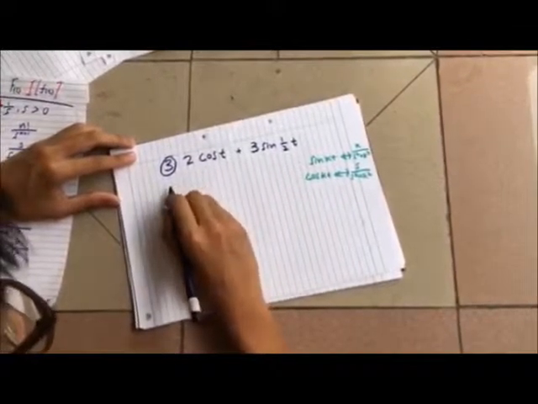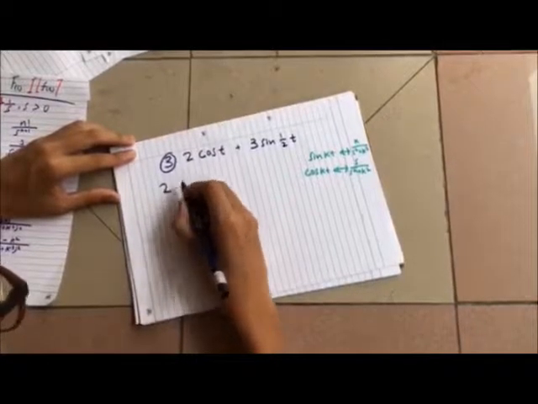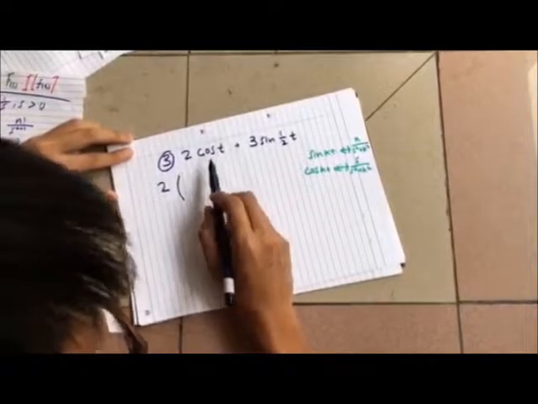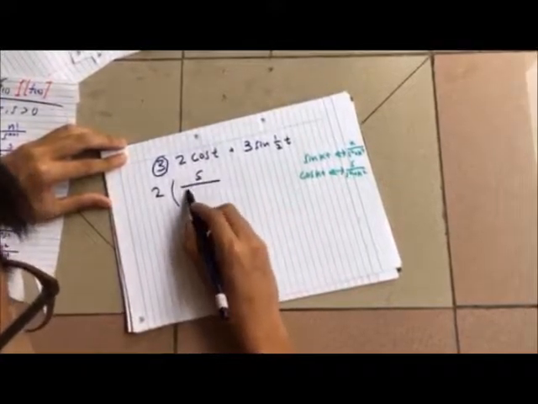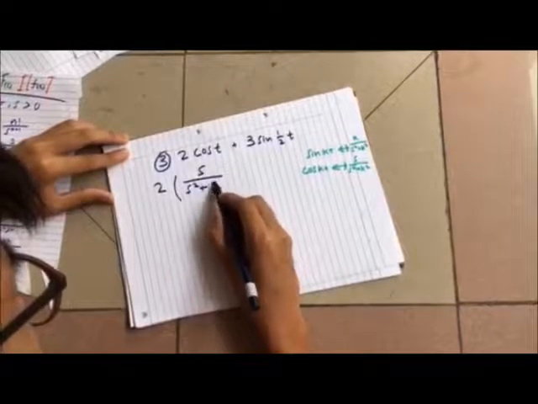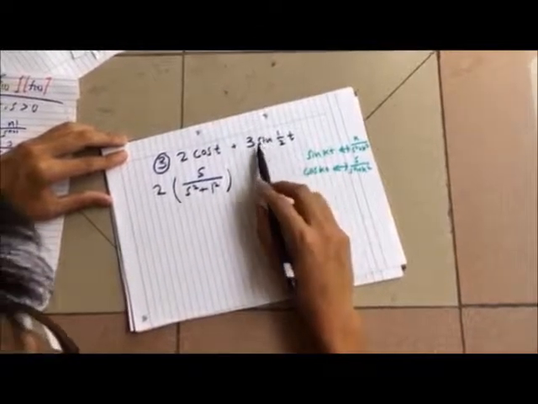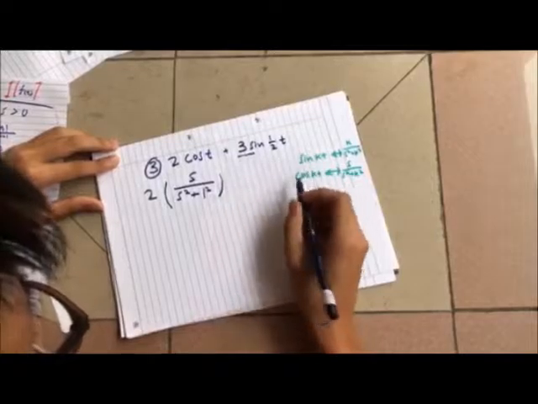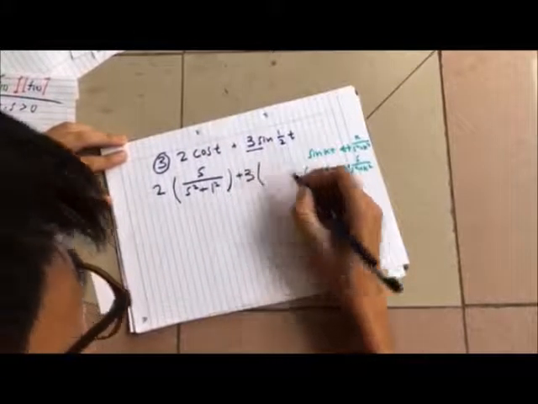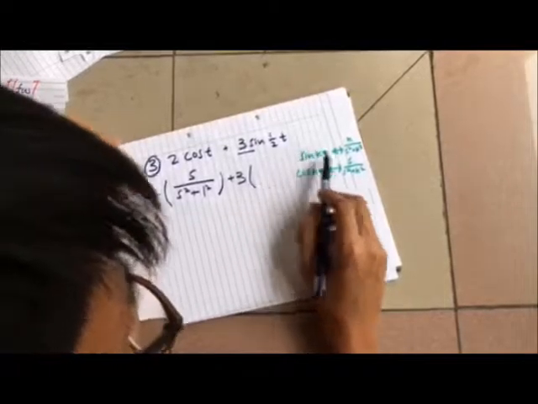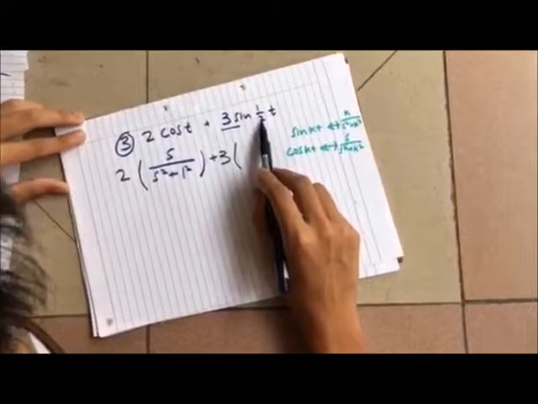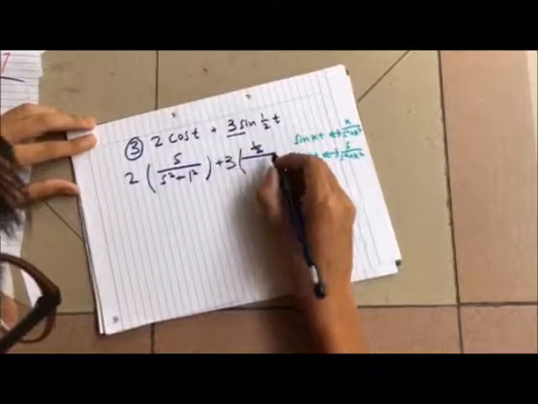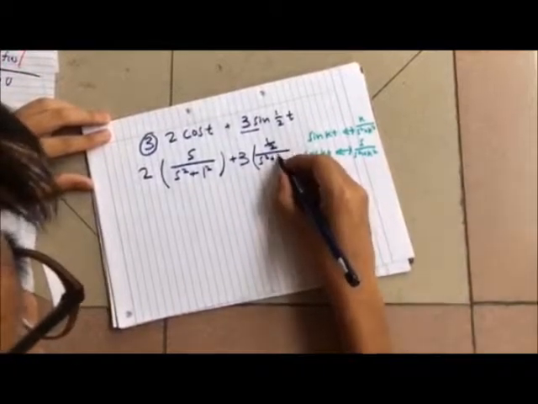So, 2 being the constant, we'll leave it out. And we have our k. In this case, our k is 1. So, it will be s over s squared plus 1 squared. Now, with our sine, same thing as the cosine, we have a 3. And the 3 is a constant, so we'll leave the constant out. Now, for sine, we have the k. The k is half. So, putting it into the formula, we have half over s squared plus half squared.